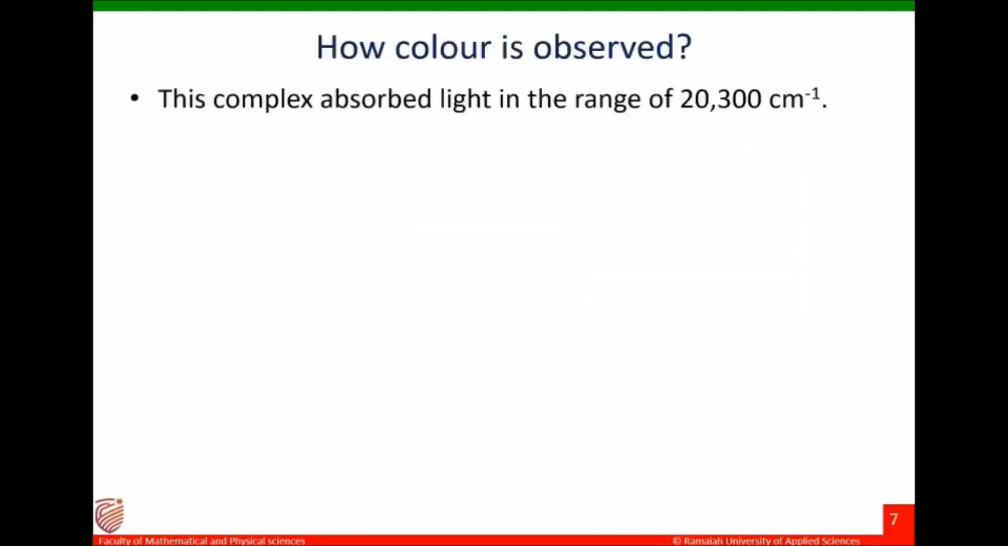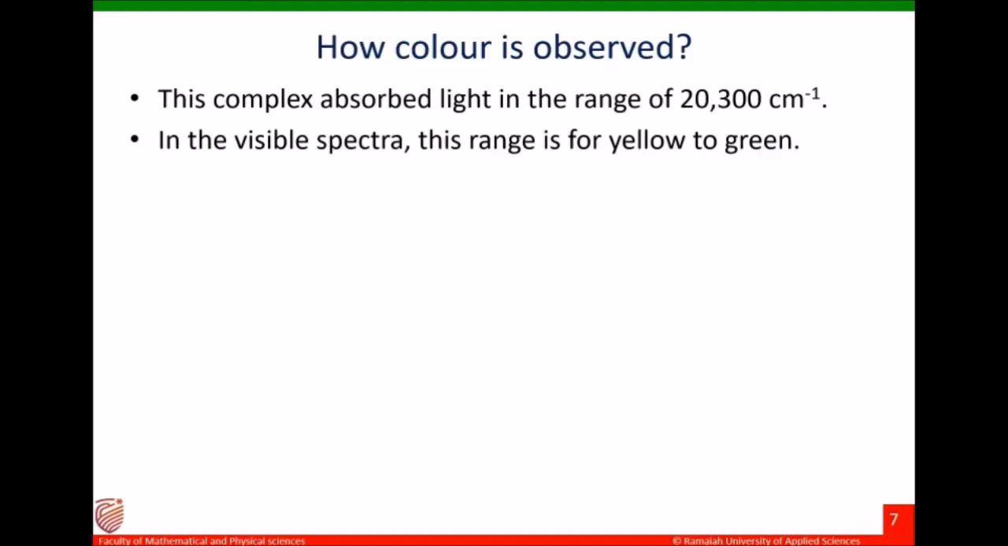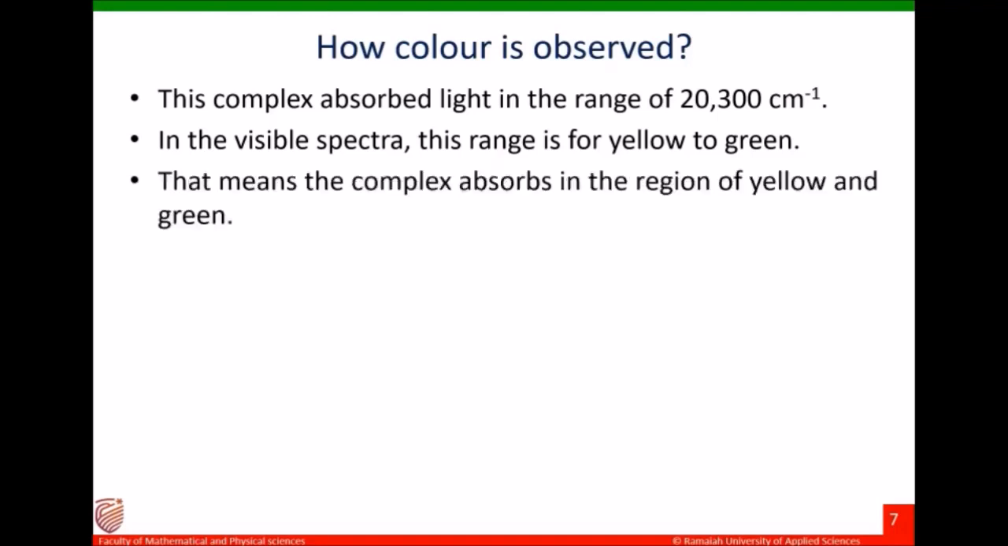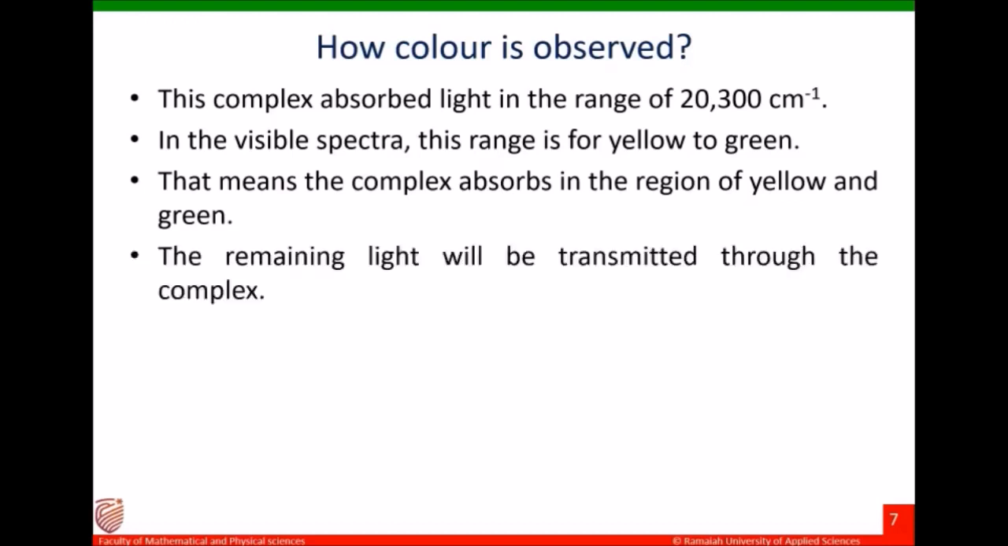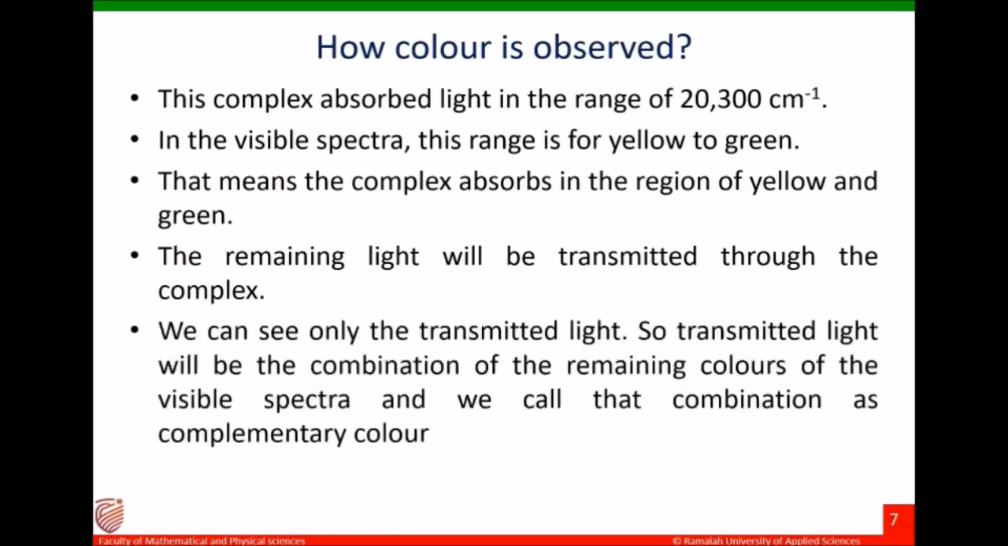Now how is color absorbed? The complex absorbed light in the range of 20,300 centimeter raised to minus 1 wave number. In the visible spectrum, this 20,000 range is for yellow to green. That means the complex absorbs light in the yellow and green region. The remaining light, except yellow and green, will be transmitted through the complex.